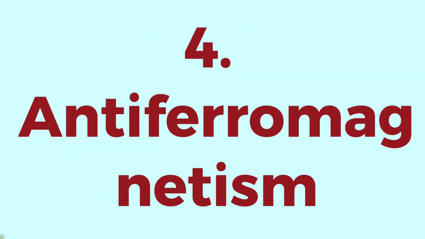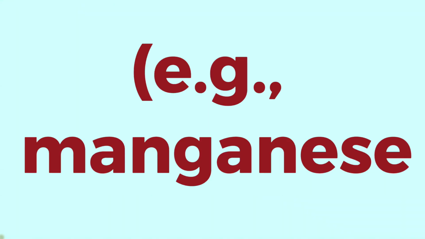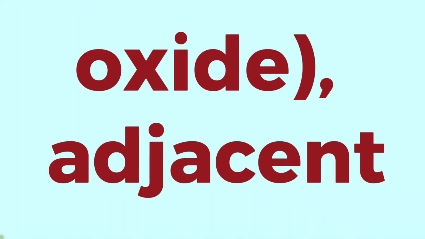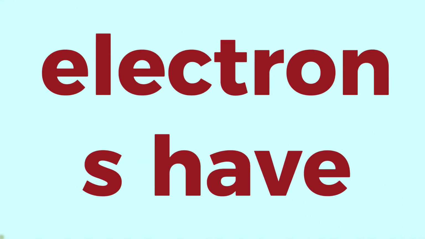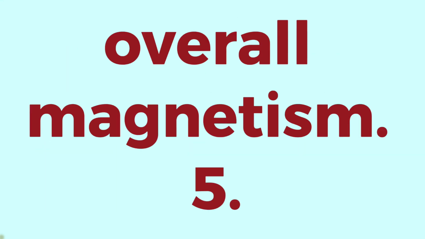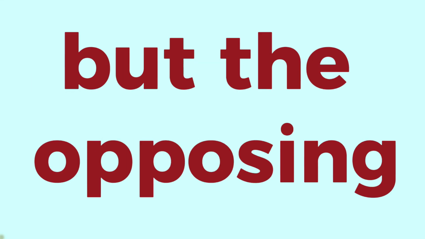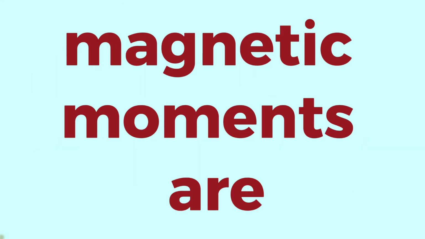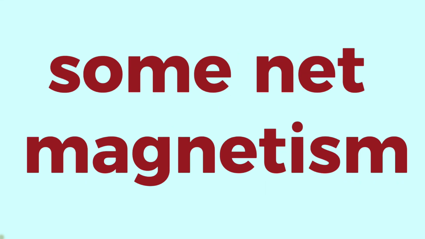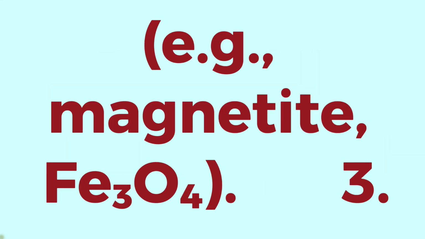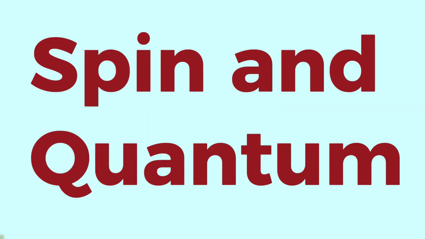4. Antiferromagnetism. In some materials, for example, manganese oxide, adjacent electrons have opposite spins, canceling out the overall magnetism. 5. Ferrimagnetism. Similar to antiferromagnetism, but the opposing magnetic moments are unequal, leading to some net magnetism, for example, magnetite, ferrites.